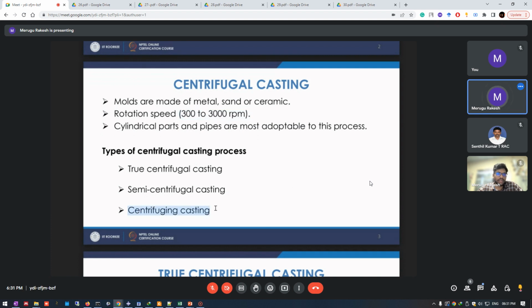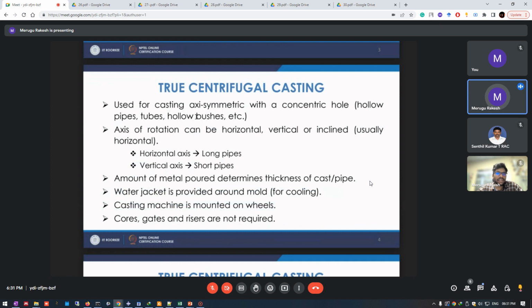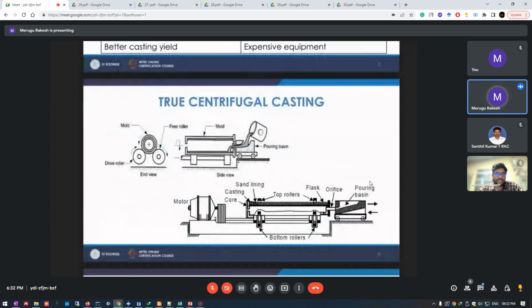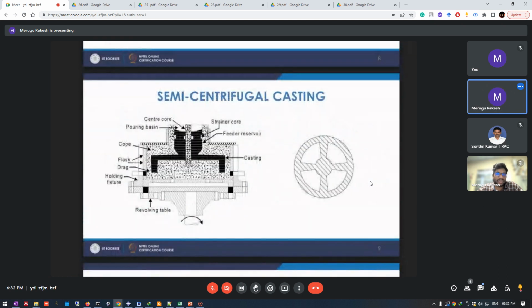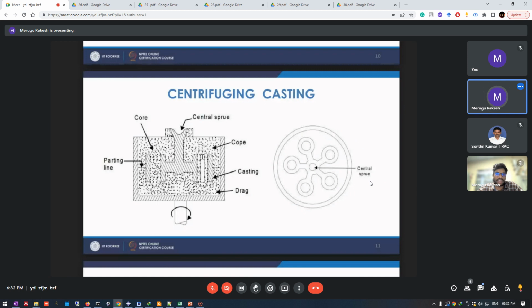In true centrifugal casting, this is what I showed here. This is the true centrifugal casting. In semi-centrifugal casting, generally this is the part. In this we'll have a sprue, in which we pour the metal and we rotate the complete structure, so that we get these types of components. This is the semi-centrifugal casting, and this is the centrifuging casting. It will also have a center sprue, and so it will have that centrifuging action. This comes from the centrifuging machine that we generally use to separate chemicals.